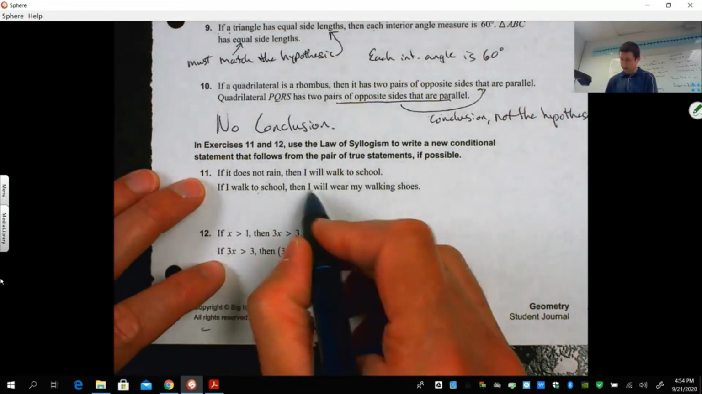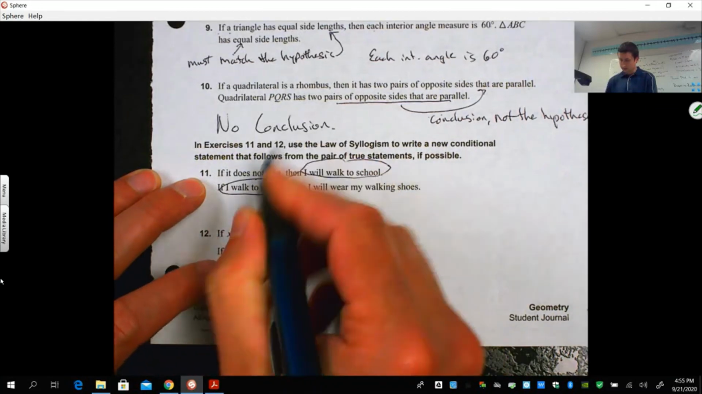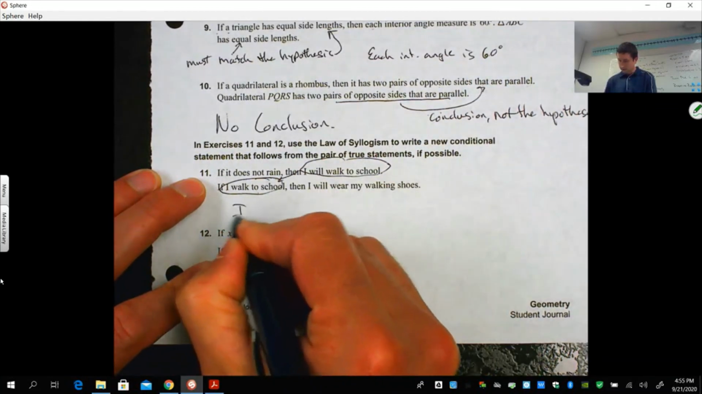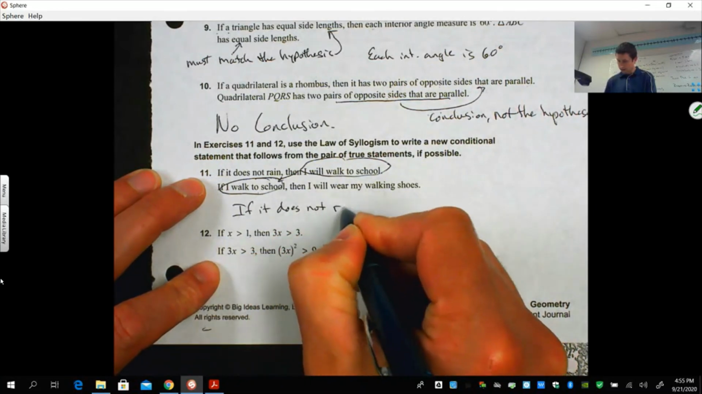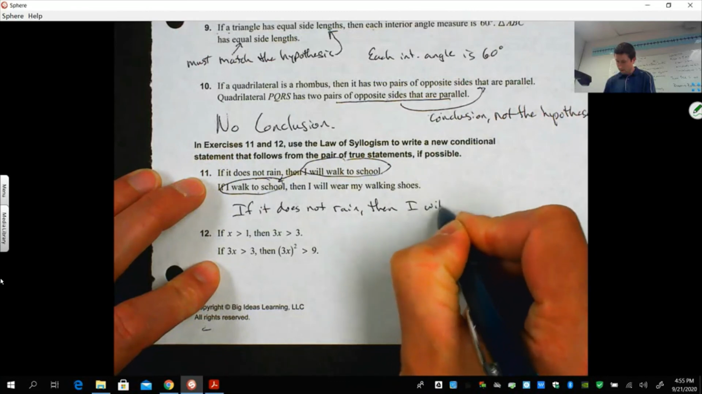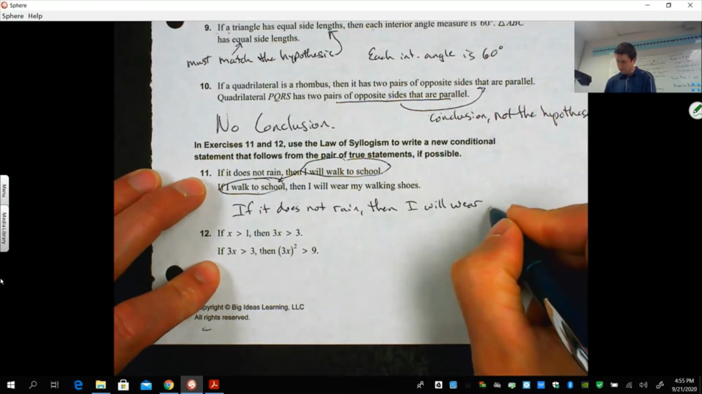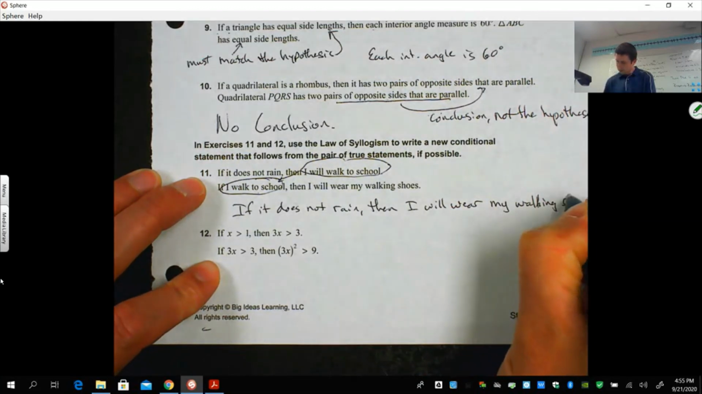If I walk to school, then I'll wear my walking shoes. So you notice how this matches this. So write a new one. If it does not rain, then I will wear my walking shoes.